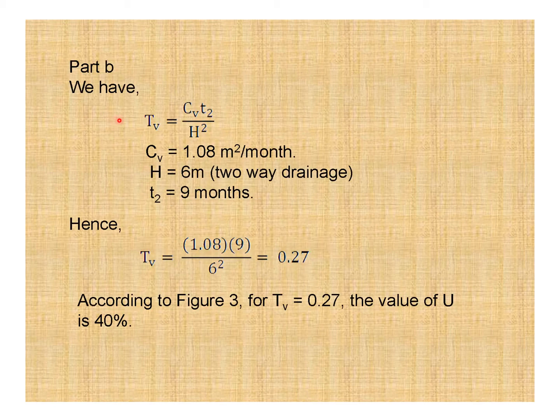Part B. We know this formula for the time factor, and you can see the values of C sub V and H. As we are considering the two-way drainage, it would become 12 divided by 2, that means 6 meter, and t2 that we are considering in this example is 9 months. So obviously the time factor is coming 0.27. So according to figure 3 that I have already shown, for T sub V 0.27, the value of degree of consolidation is 40%.